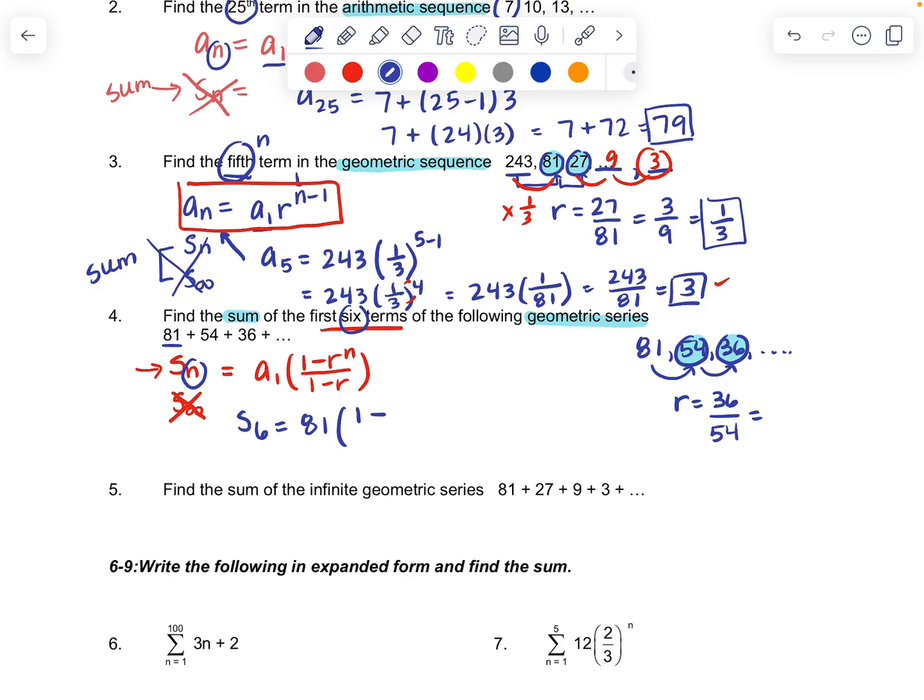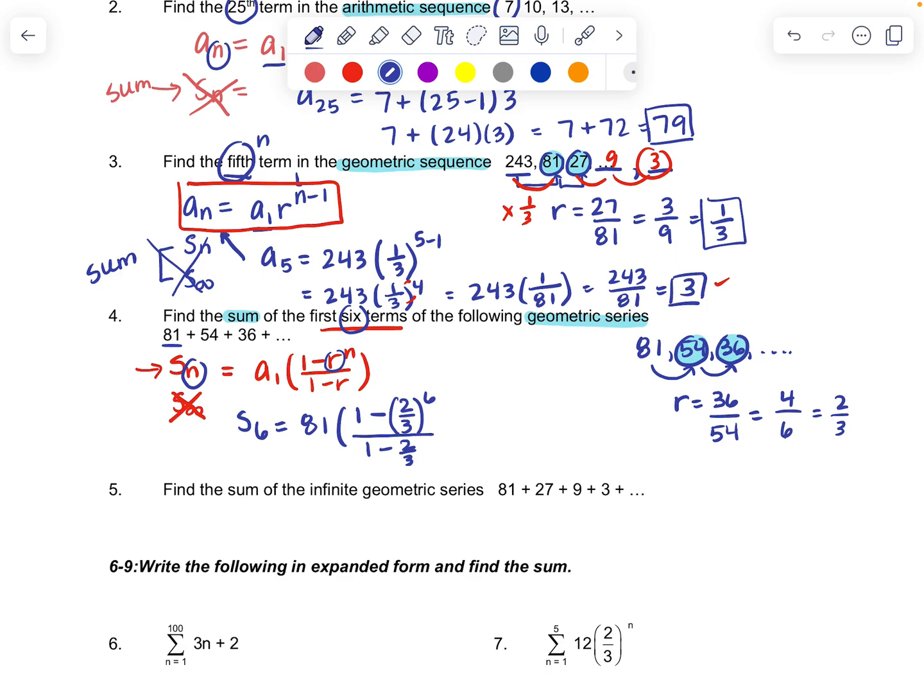Okay, now let's reduce this. We know 9 goes into both of them. 9 times 4 is 36, and 9 times 6 is 54, and that reduces a little bit more to 2/3. So my common ratio is 2/3. So here I'm going to go ahead and replace this r with a 2/3. So I have 1 minus 2/3, and that's getting raised to the n power. The n was 6. All over 1 minus 2/3.